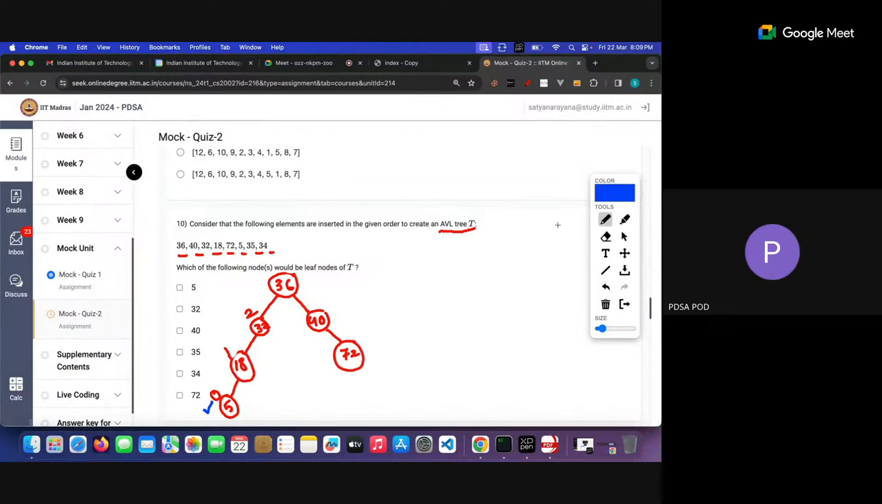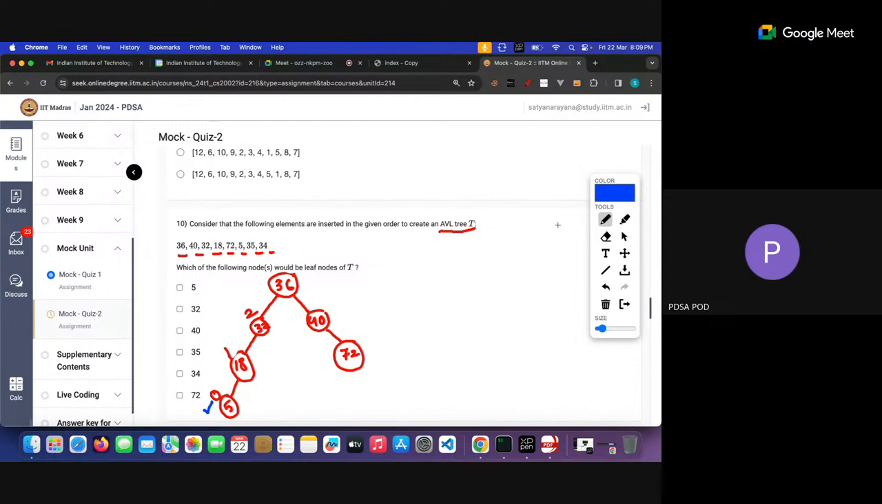You know the different kinds of rotations: single left rotation, single right rotation, left-right rotation, and right-left rotation. Right now we try to do that. What kind of rotation do we do? Right rotation. Yes, so we do the right rotation.